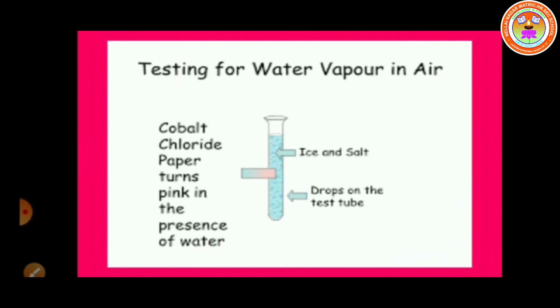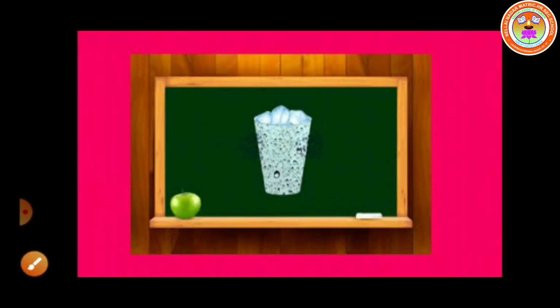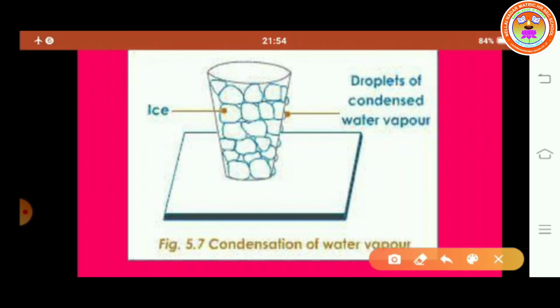Next, test for water vapor in air. Take a few ice cubes in a glass. Keep it on the table for a few minutes. Observe what happens. You could see tiny droplets of water all over the outer surface of the glass. From where do these droplets come? The water vapor present in the air condenses on the cold surface of the glass. This shows that air contains water vapor.